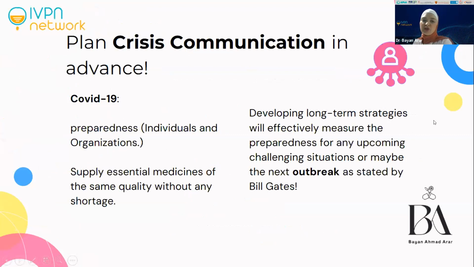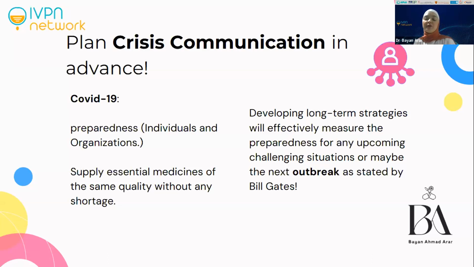In communication, we need to plan crisis communication in advance. So in order to avoid any miscommunication, we need to follow this strategy to overcome the situation that we are going through. And COVID-19 again has shown us that some individuals and organizations didn't have the well preparedness for this crisis.